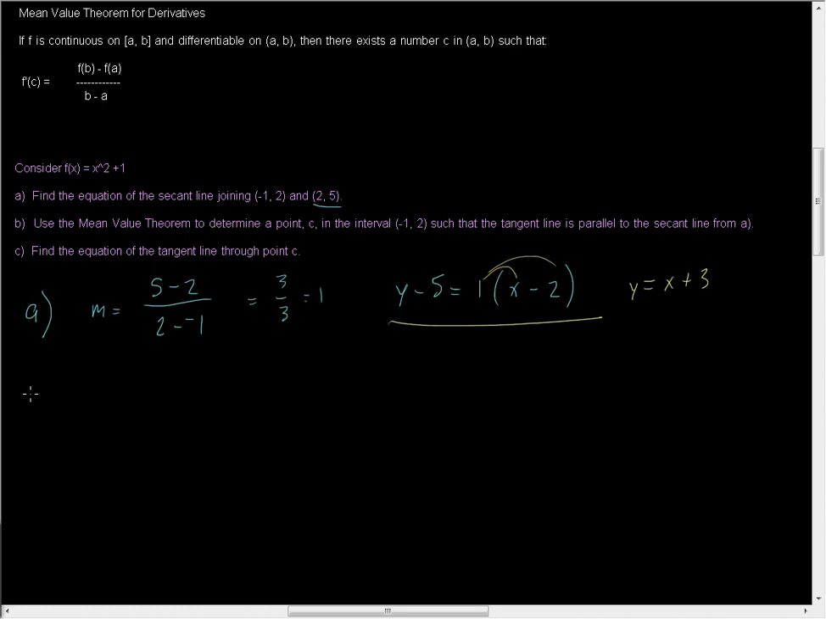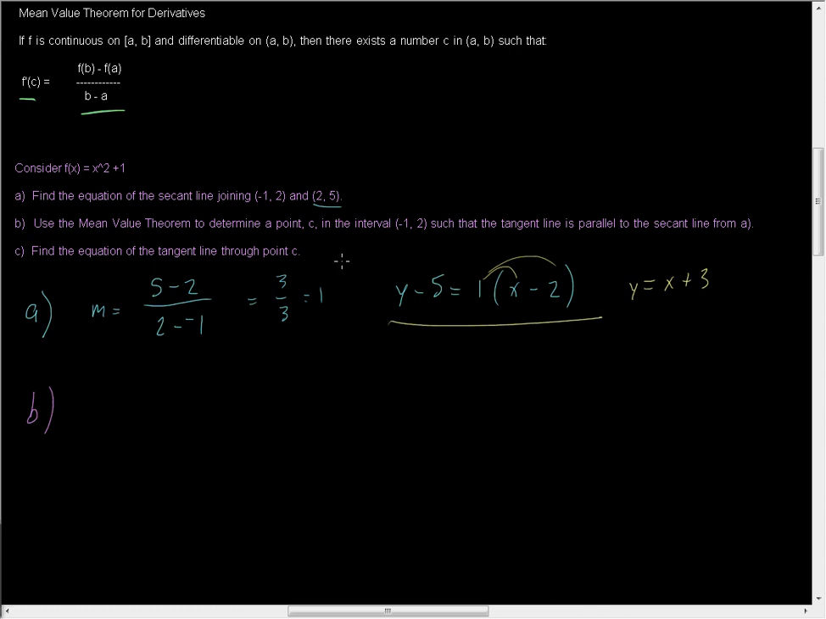Okay, so let's take part B. Part B says use the mean value theorem to determine a point c in the interval (-1, 2). That is the interval. It is not the point. It's kind of nasty, I guess, to say, oh, there's a point (-1, 2), and now there's an interval (-1, 2). Yeah, but that's the way the problem read. So the interval (-1, 2), such that the tangent line is parallel to the secant line. Parallel means they have the same slope. That is exactly what is being said here.